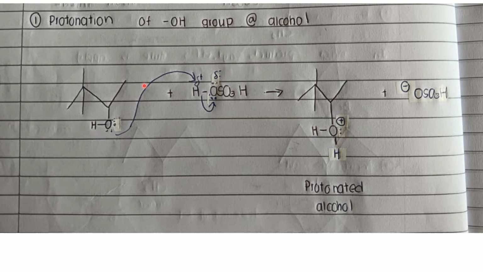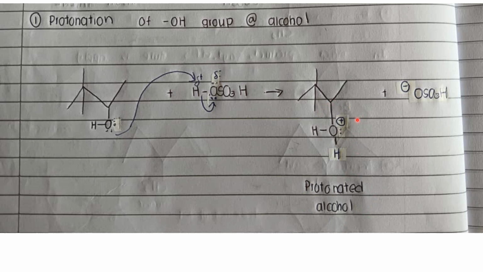Why can the oxygen here attach to the hydrogen here? It is because oxygen has two lone pairs, and it uses one of its lone pairs to attack the hydrogen atom. This causes the bond between the hydrogen and the oxygen in the H2SO4 to break down. Then the electrons here will move toward the oxygen because it is more electronegative. And here we see the intermediate product. It will produce protonated alcohol.